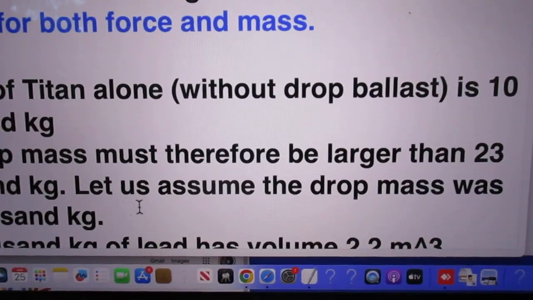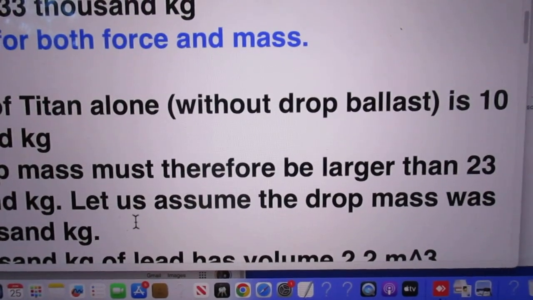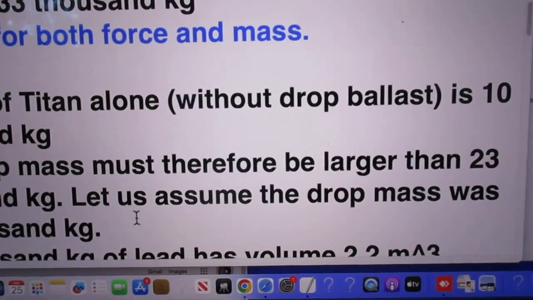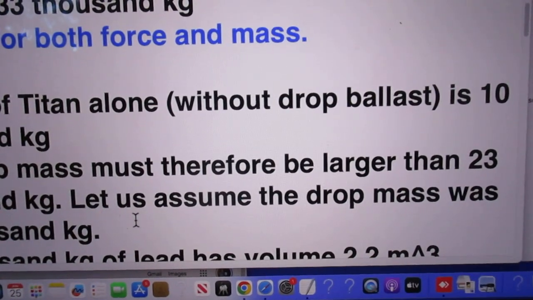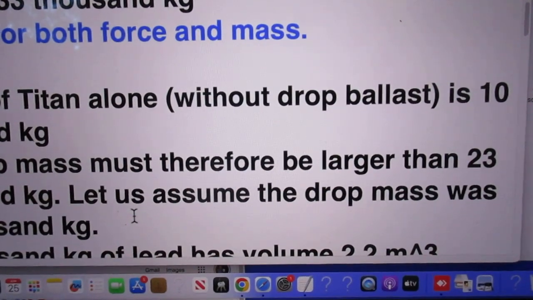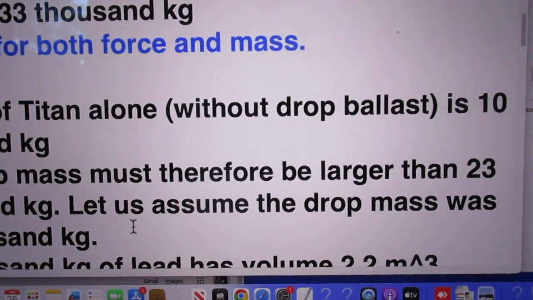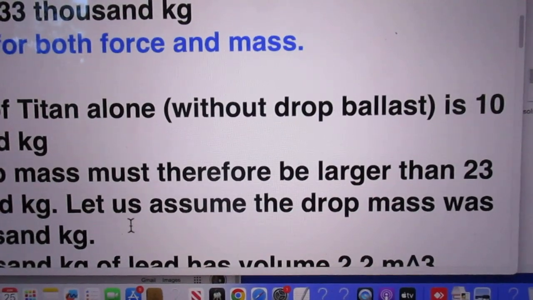Notice that the mass, or weight, if you want to call it that way, of Titan is 10,000 kilograms. I mentioned 6, but my writing is correct. It's 10,000 kilograms.